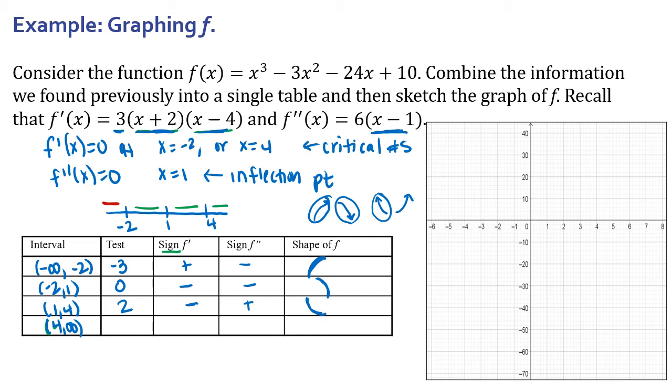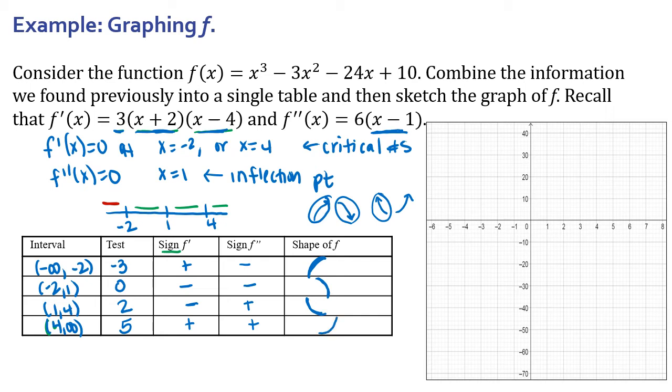And then if I look at from 4 to infinity, let's choose our test point of 5. That first derivative is going to be positive, and the second derivative is also positive. So the shape of this is going to be an increasing function that's concave up. So it's going to look like that.